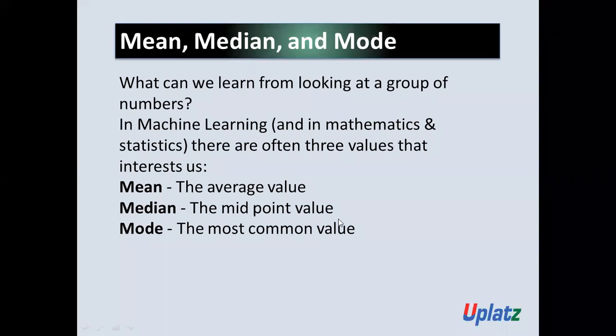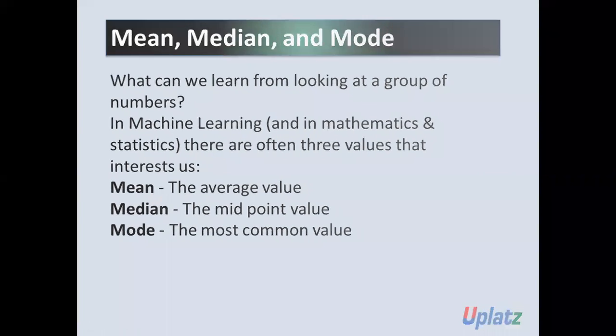So yeah. So what can we learn from looking at a group of numbers? In machine learning, in mathematics, in statistics, there are often three values that interest us: mean, median, mode. Mean, the average value; median, the midpoint value; mode, the most common value. Okay, so let's understand each of these terms.